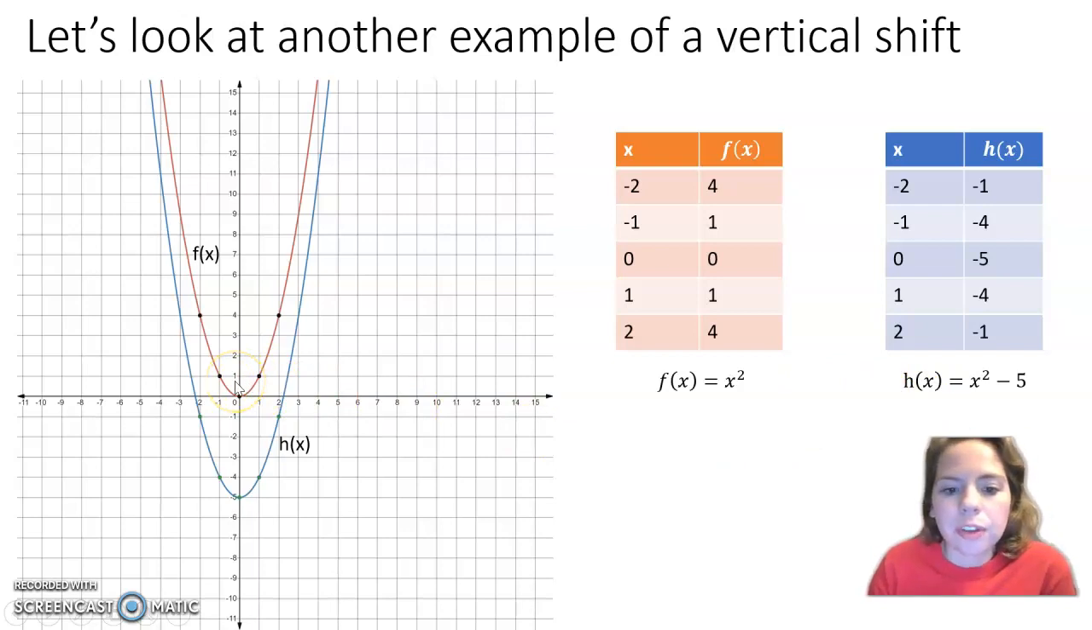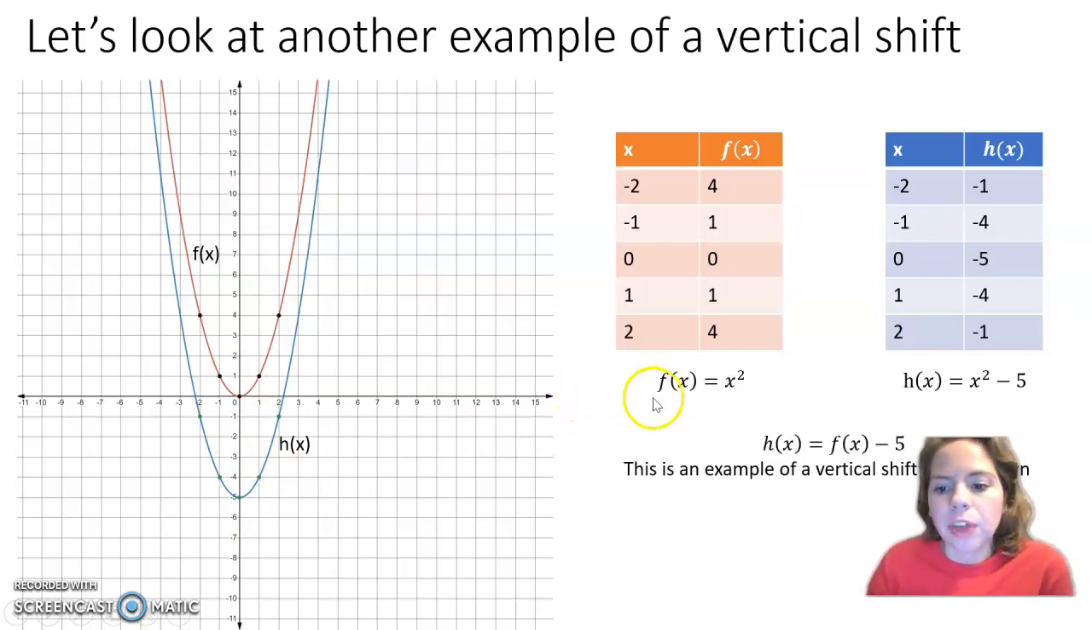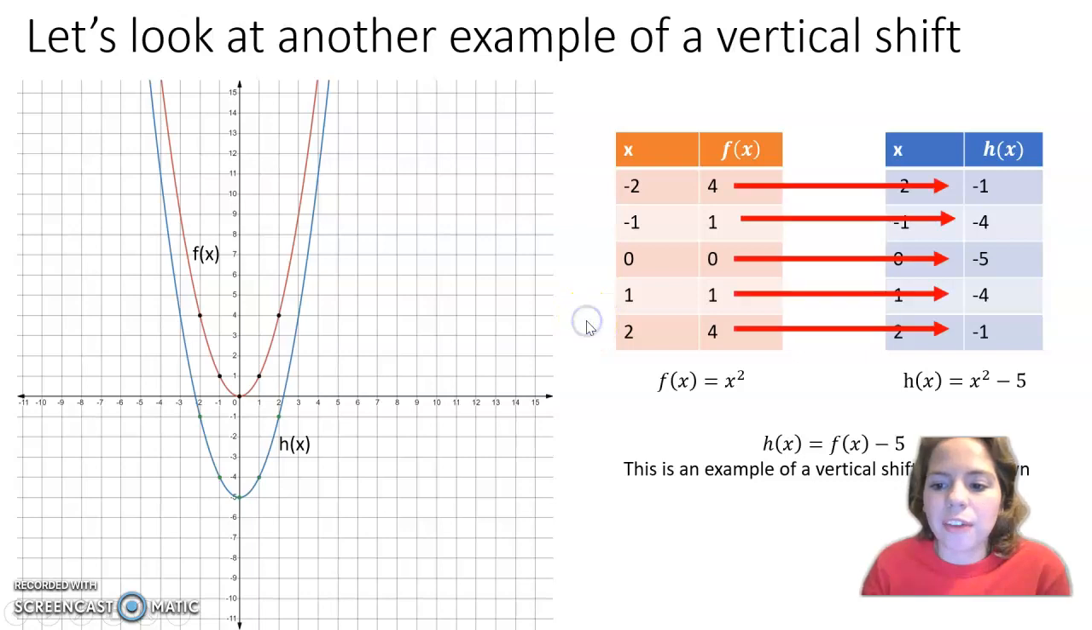Hopefully you're noticing that if we're looking from f to h, this graph is moving down 5 units. So that would be a vertical shift 5 units down. And you'll notice the h of x graph would be equal to f of x minus 5. So those y values, those f of x values, are all being subtracted by 5 to get us to the new y values on h of x.